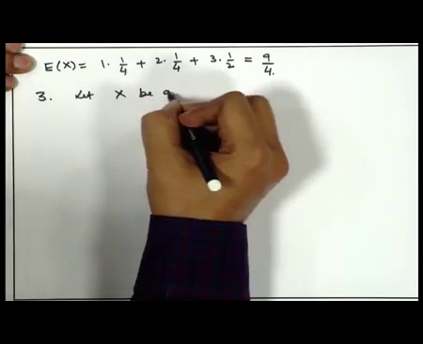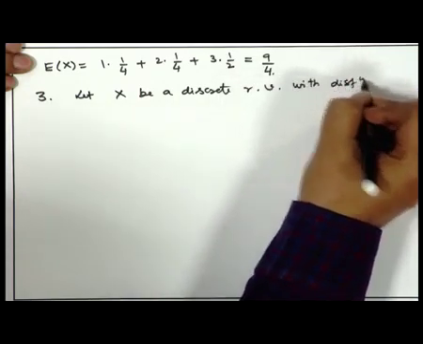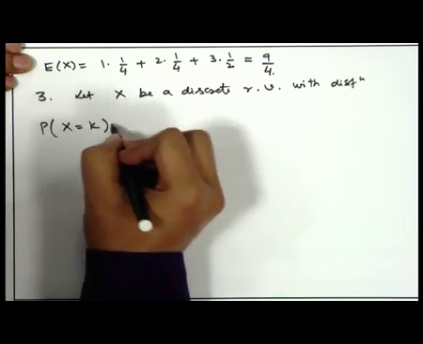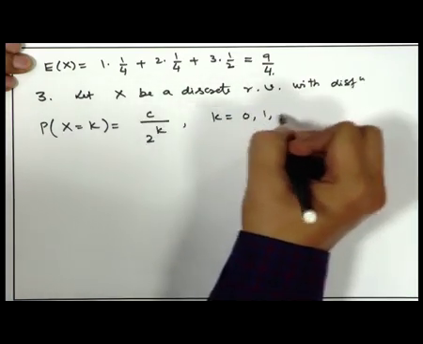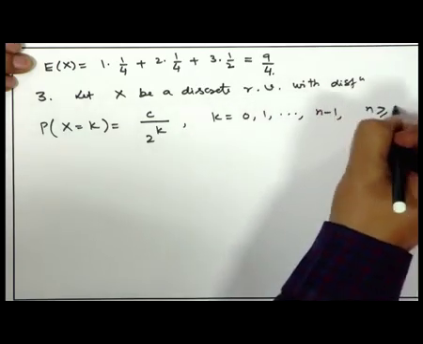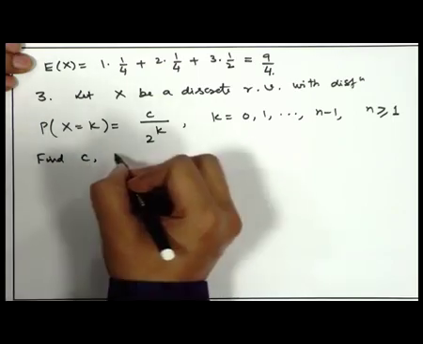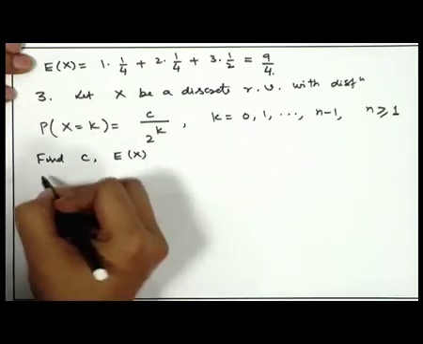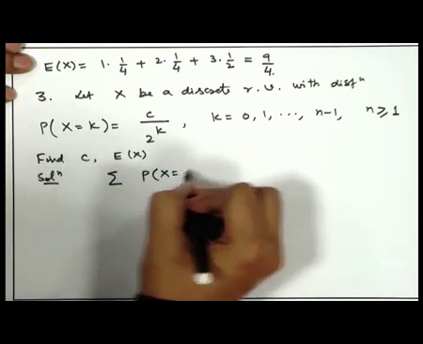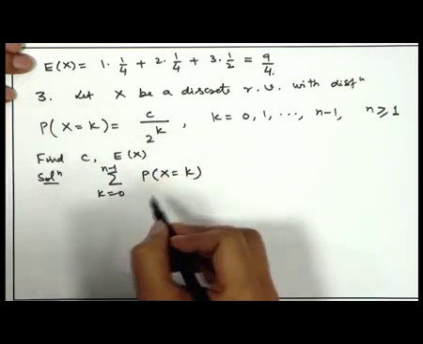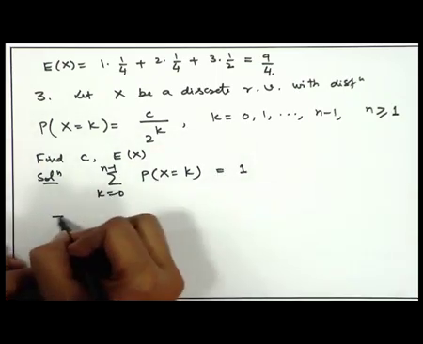Let x be a discrete random variable with distribution probability x is equal to k given by c divided by 2 to the power k for k equal to 0, 1, 2 up to n minus 1, for n greater than or equal to 1. So first of all, what is the value of c? What is the expectation of x? Now if this is the probability distribution, then sum of all the probabilities must be equal to 1, that is summation probability x equal to k, k from 0 to n minus 1, that must be equal to 1.